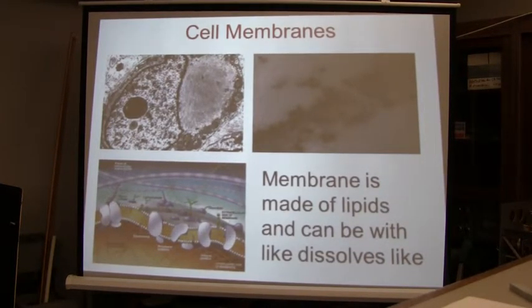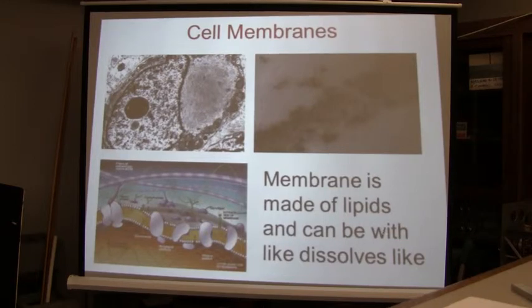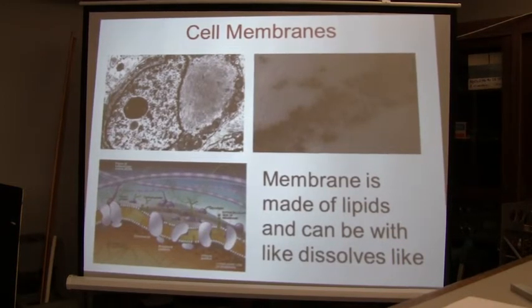And we can understand it. Oh, this is bad grammar, sorry, I forgot to finish that sentence. I meant to say it can be understood in terms of this like dissolves like concept.